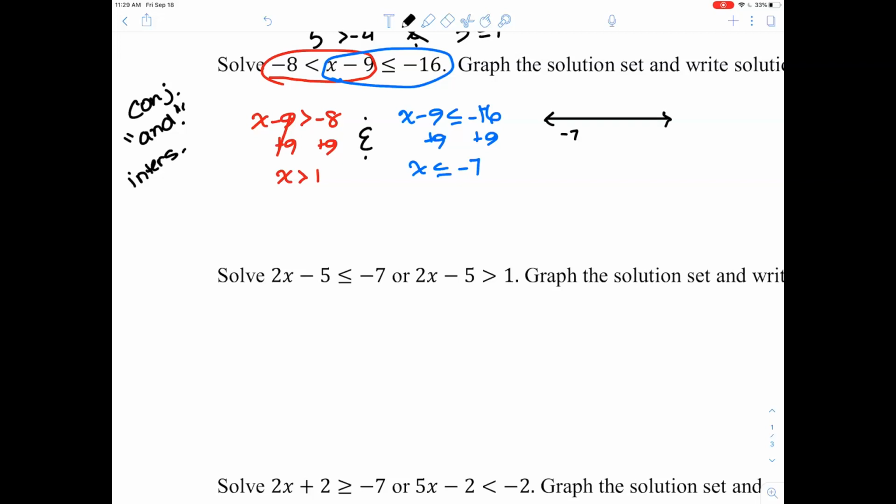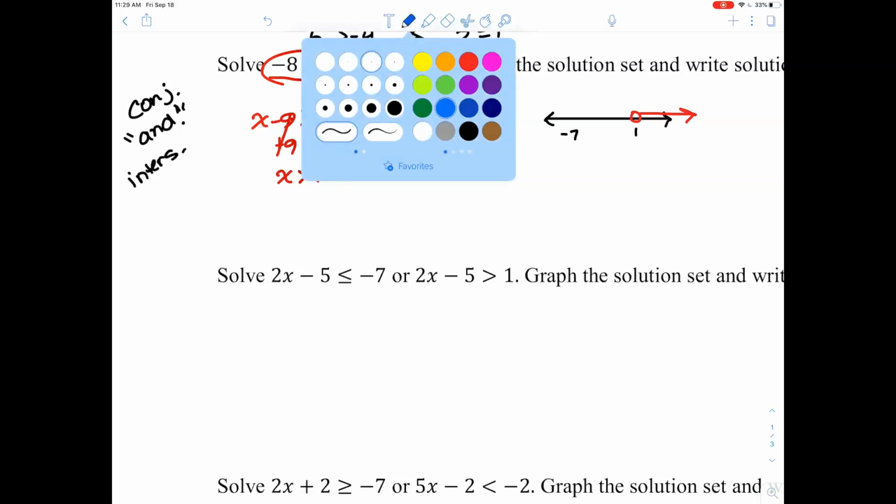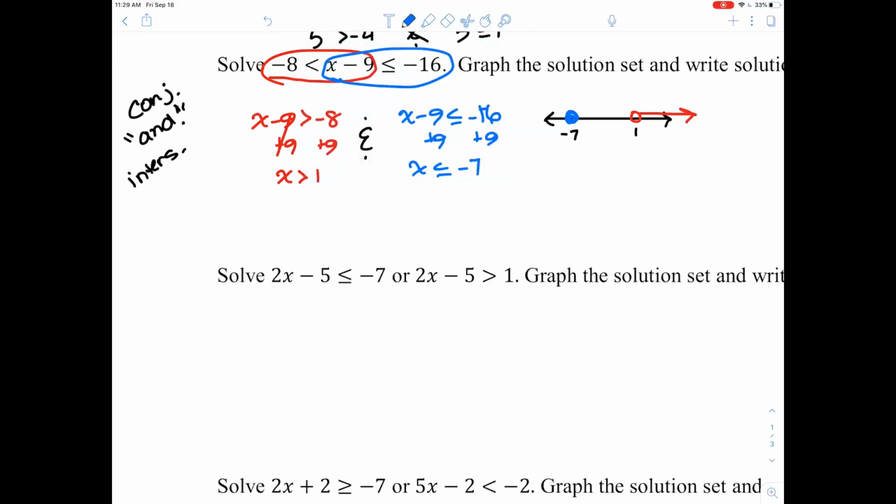Okay, so now I'm going to graph that. So negative 7 would be here, and 1 would be here. Greater than 1 looks like this. Less than or equal to negative 7 looks like this. Okay, so I see no intersection here. So if I pick a number that's in this section, like for example, I'm going to switch back to my black pen here, negative 10. If I plug that in here, negative 10 is greater than 1, that's false.